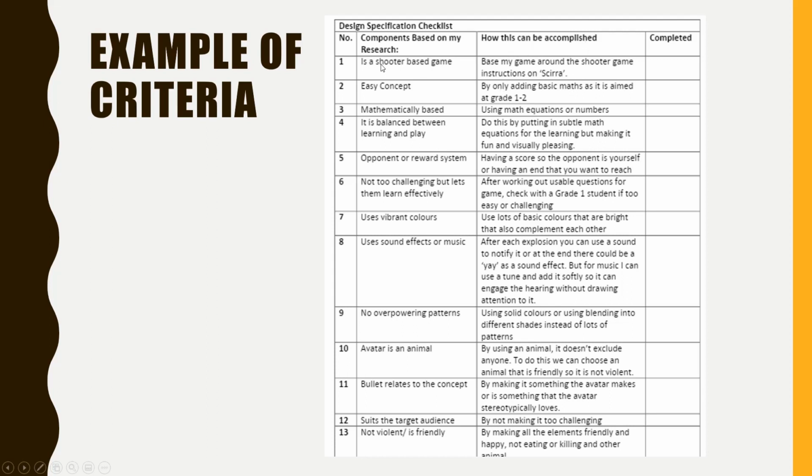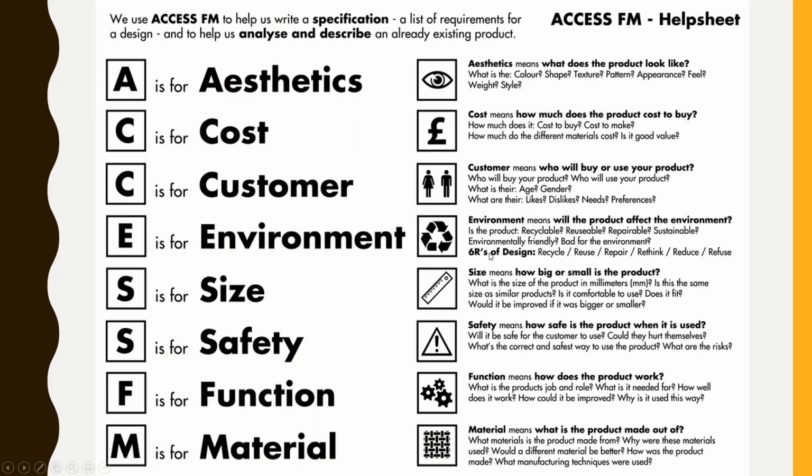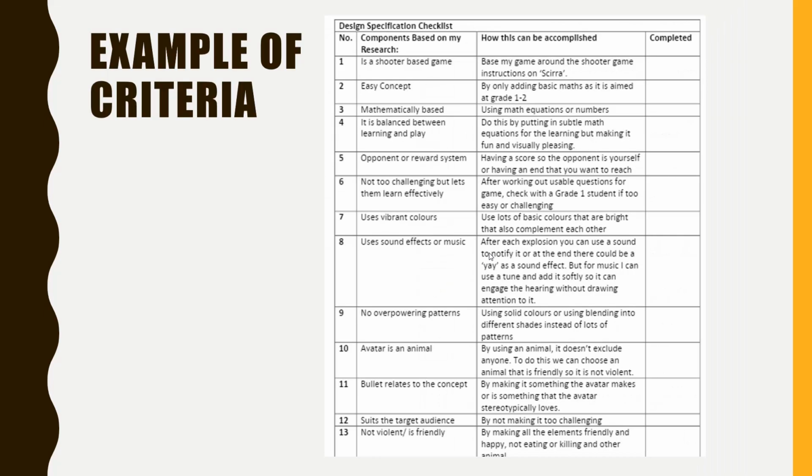So the component is a shooter-based game, basing my game on the shooter games instructions on Skiro, which was a tutorial website. The next one would be an easy concept by only adding basic math, aimed at grade 1 and 2. So see how here's the component that you're going to try and do, and then here's how it's going to be accomplished. If you get stuck, please just have a look back at this AxFM model to give you some more ideas on how to do it.